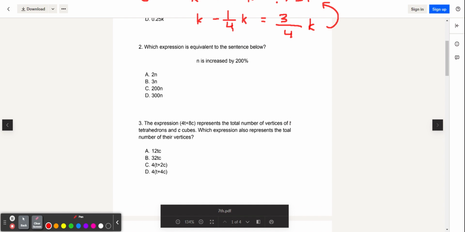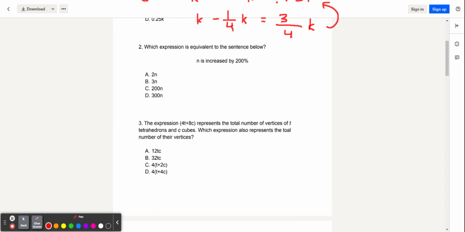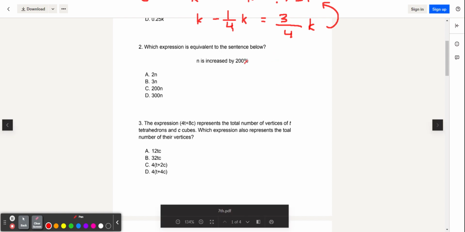Which expression is equivalent to the sentence below? n is increased by 200%. Now, n is increased by 200% can also be written as n is increased by 2. And this is not times 2, it is by 200%. The language can be a bit tricky at times, but basically, when you see that something is increased by a value, you're adding.